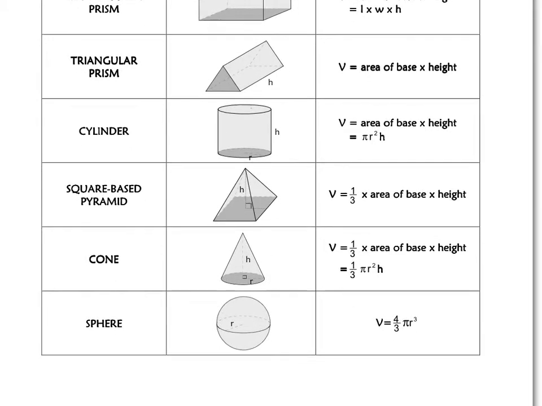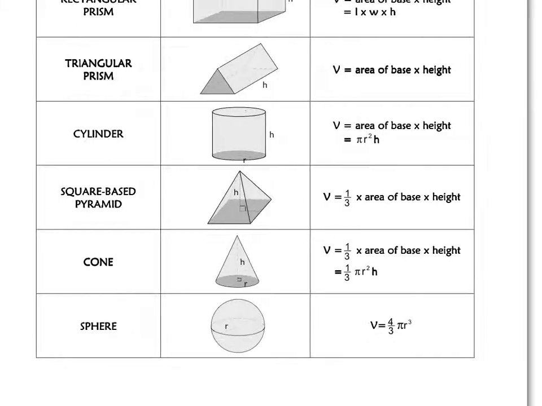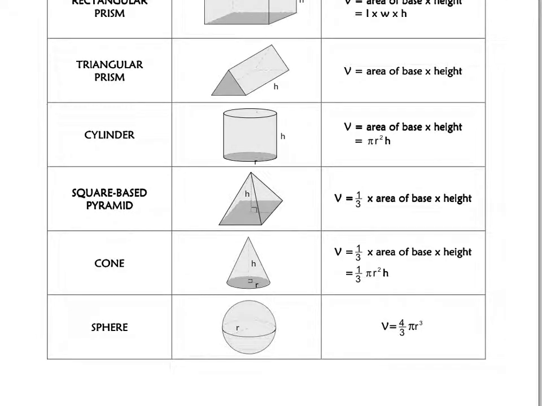A square-based pyramid, we did a little demonstration in class with the cube that had the same base and height as a square-based pyramid. If you remember, it took 3 of those pyramids to fill up the cube. So that leads to the formula for the volume of a square-based pyramid. A square-based pyramid would be 1/3 the area of the base times the height. And the area of the base, of course, would be the area of a square times your height, and then divided by 3.